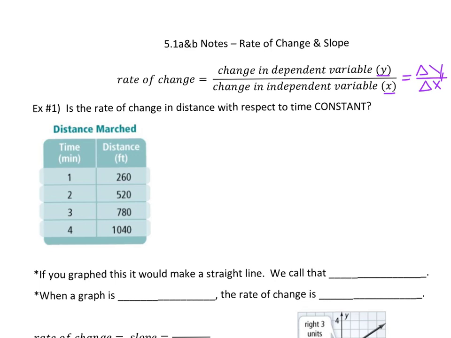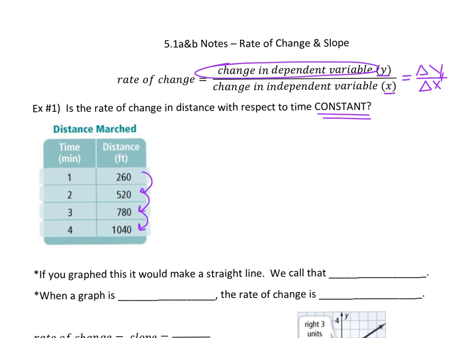So what we're gonna check on this first one is the rate of change in the distance with respect to time, is it constant? When we ask if it's constant, what we're asking is, does it change by the same amount every time? So what you're checking is the change in your y values. Your calculator is gonna come in really handy with these because you're gonna wanna just subtract.